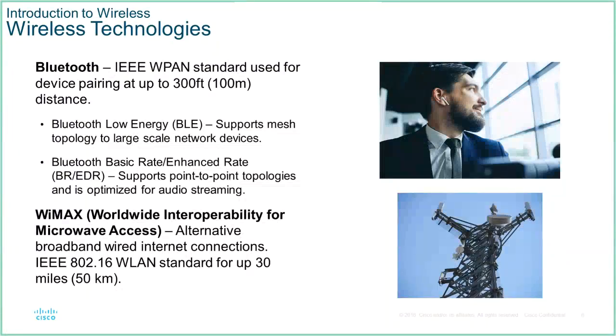Next one there is WiMAX. Now this is where the microwave towers with their dishes come into play, and we get about 50 kilometers if we don't have things in the way. WiMAX requires clear line of sight, so trees and high buildings will get in the way and provide us with problems.